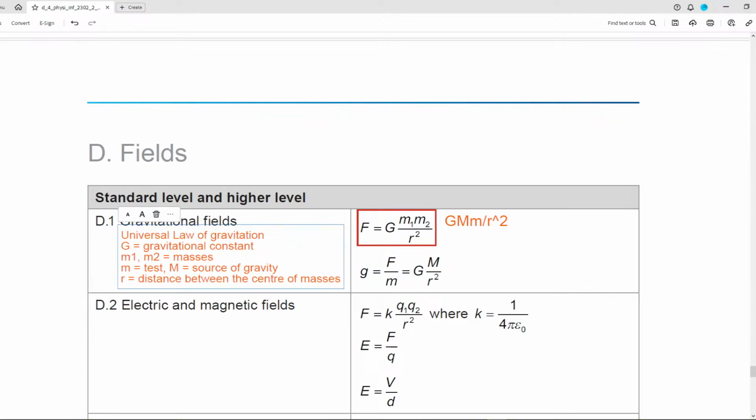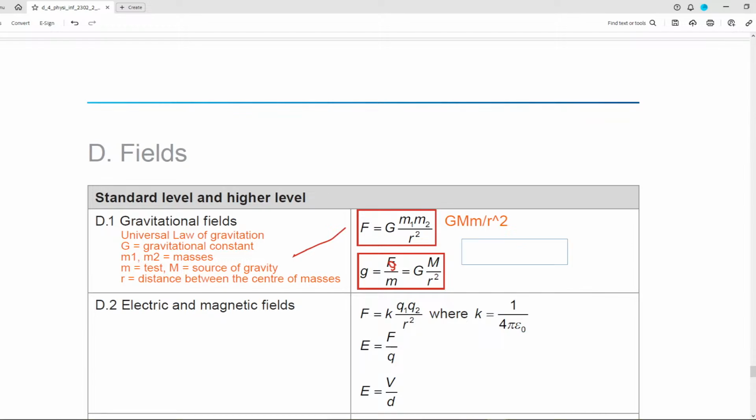Now, the second one uses the exact same notation, but it is not talking about the universal law of gravitation. It's talking about something else. The second one is talking about gravitational field strength, because gravity changes depending on which mass is experiencing it, the test. We want to know how a source affects its surroundings. We want to look at one of the objects we call source, and how it affects the surroundings. So we take the force of gravity.